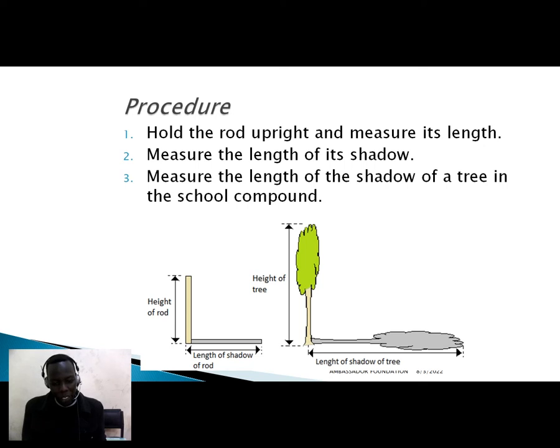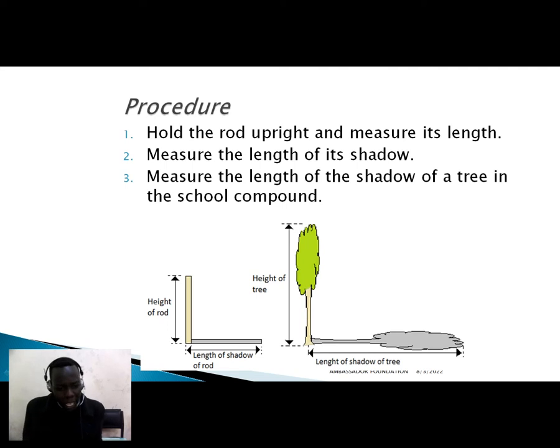Now, the only thing that we can find its length in this tree by measuring it is the shadow. Shadow is very simple. You can just measure it. Now, for us to get the height of the tree, we require another rod, like a meter rod, that we know its length. The one you are seeing beside here. This one can be 1 meter, it can be 2 meters, as long as you know its length.